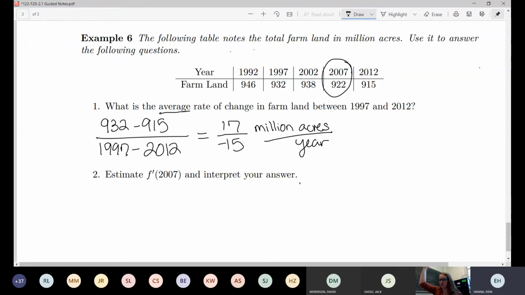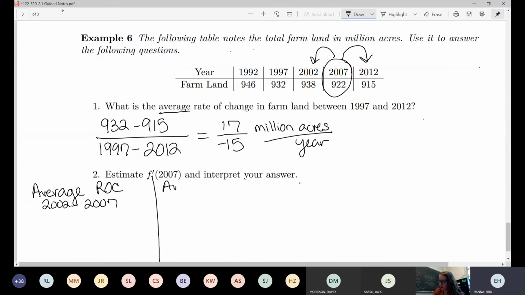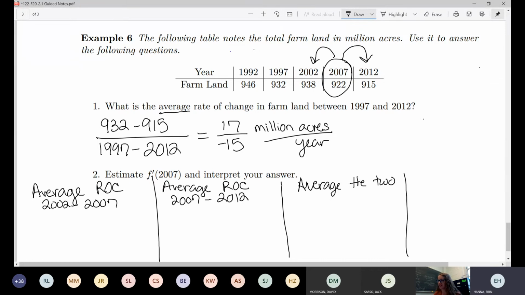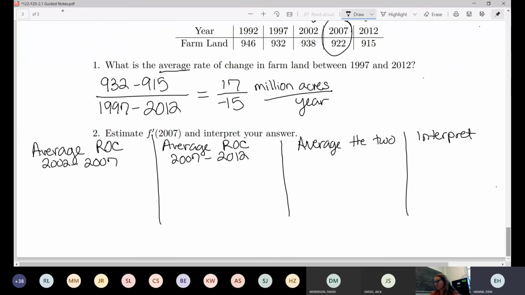So when we have a table and we're locked into the values we use, this is where we go back to the idea that we talked about in that introductory example. We're going to take the average rate of change on both sides, and then we're going to average the two. So we're going to find the average rate of change for 2002 to 2007. Then we'll find the average rate of change for 2007 to 2012. Then we'll average the two. It's unfortunate that average rate of change and just the generic average both say average, but that's what we'll do. And then we'll interpret at the end.